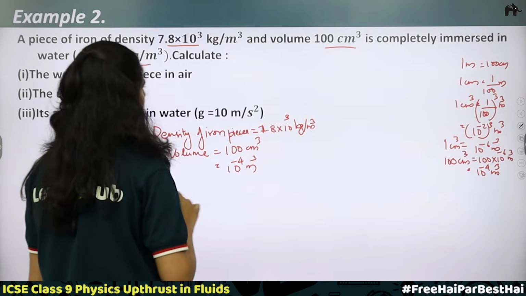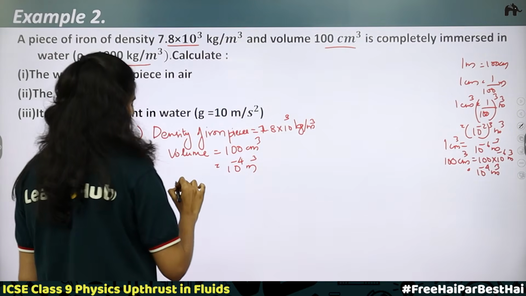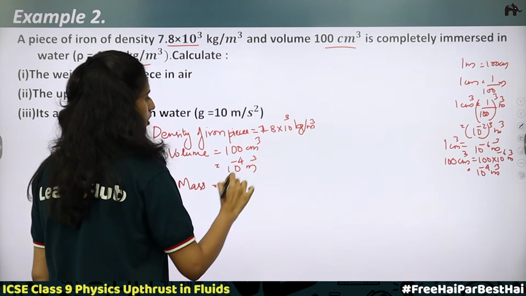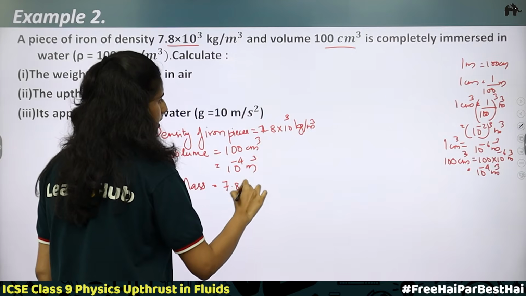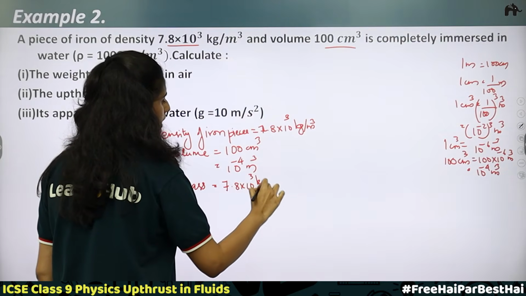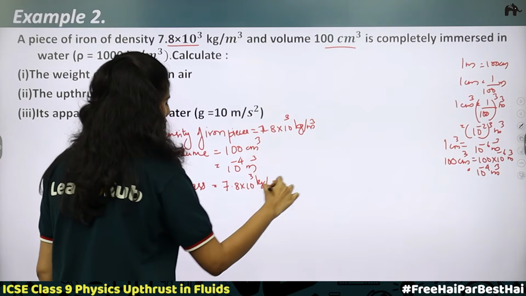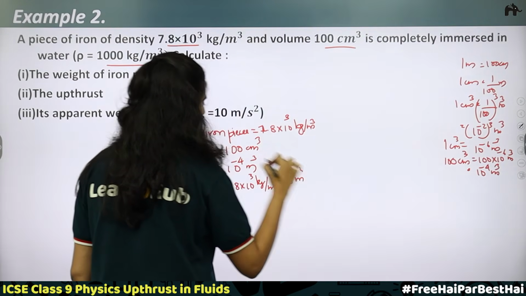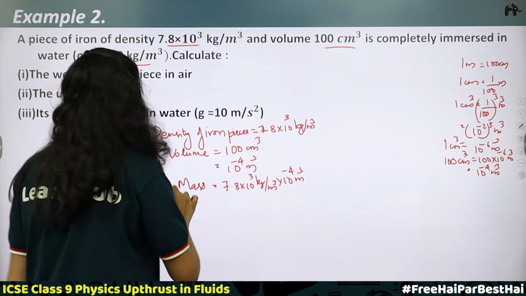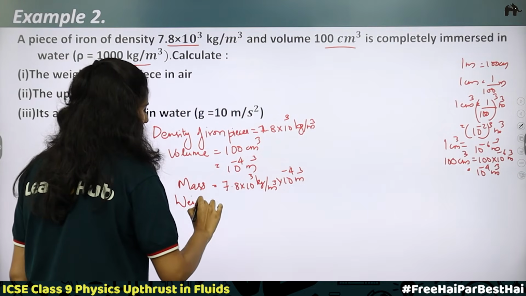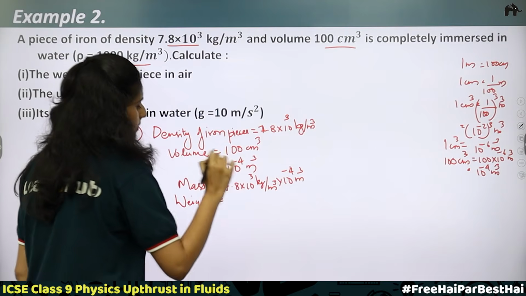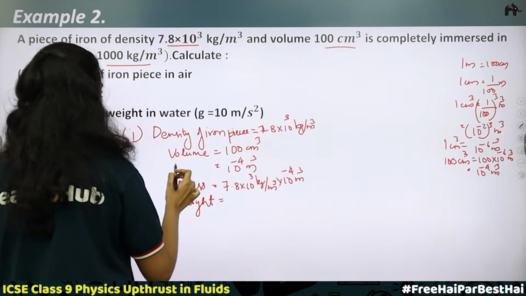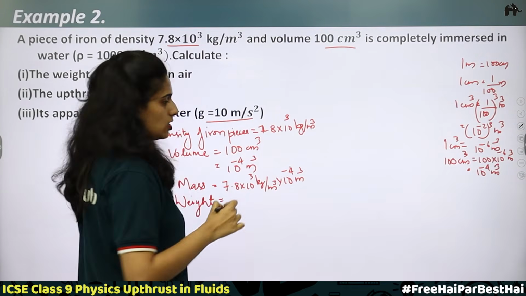So this is 10 raised to minus 4 meter cube. This is the volume. We have to find the weight. What is weight? We know mass is equal to density into volume. Here what is density? 7.8 into 10 raised to 3 kilogram per meter cube into volume is equal to 10 raised to minus 4 meter cube. Okay, this is mass. Then what about weight? Weight is equal to mass into acceleration due to gravity. Here acceleration due to gravity is 10 meter per second square.